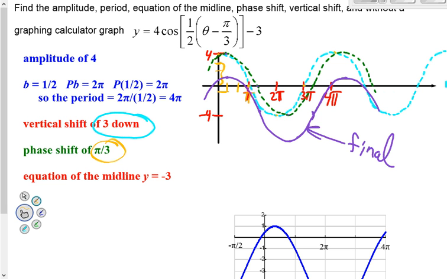So once again, start out with your basic sine or cosine graph. Put your tick marks on afterwards. That accomplishes the period and the amplitude. Then do your phase shift on a second graph, and then do your vertical shift on a third graph.